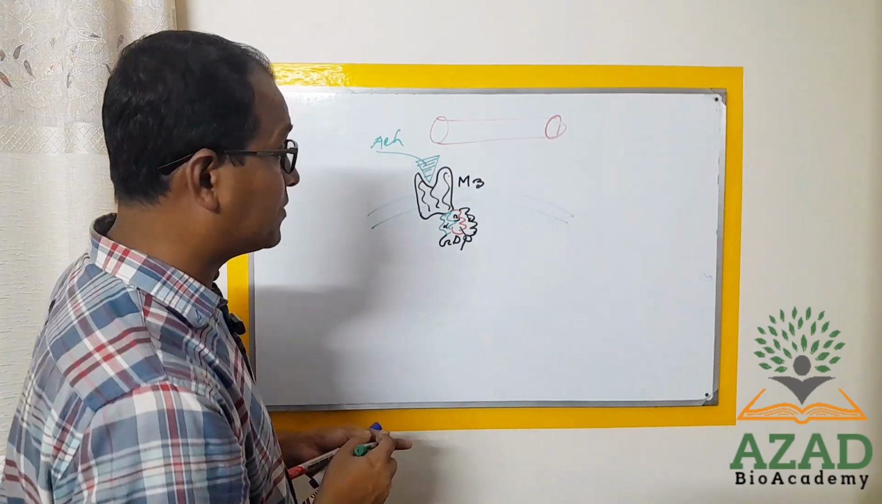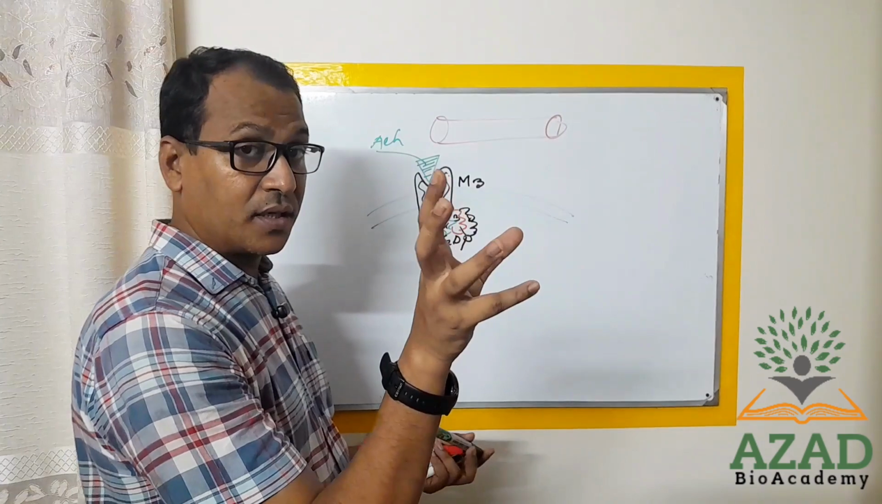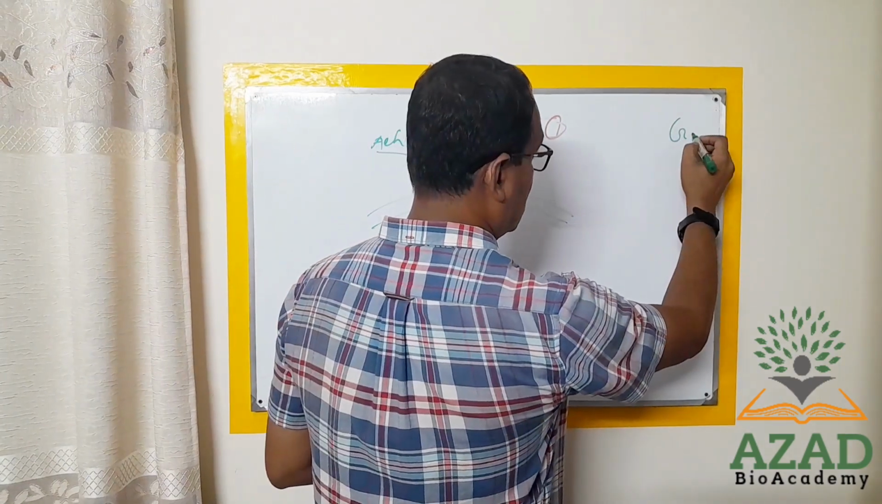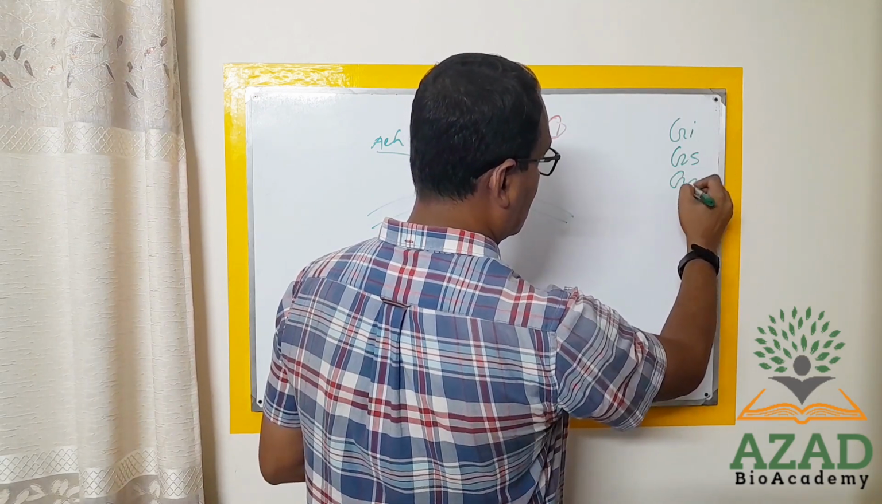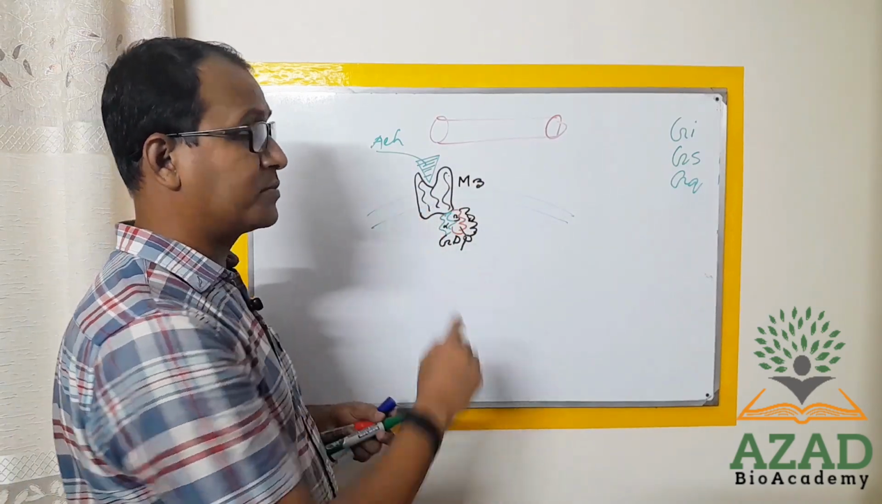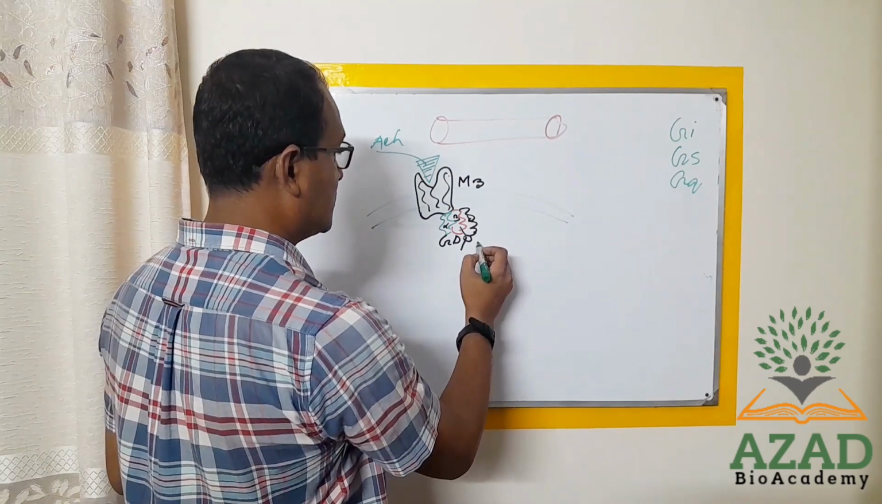The G protein has several types, but among them 3 types are very prominent: one is Gi, then Gs, and then Gq. So the M3 associated G protein, what type of G protein is it? That is Gq.